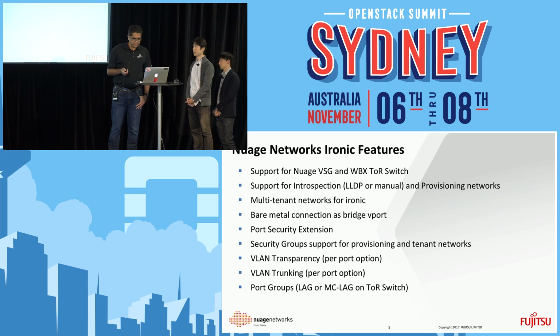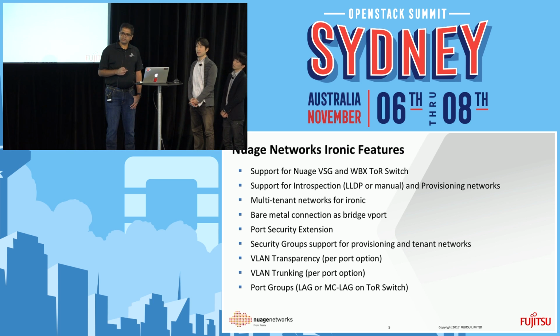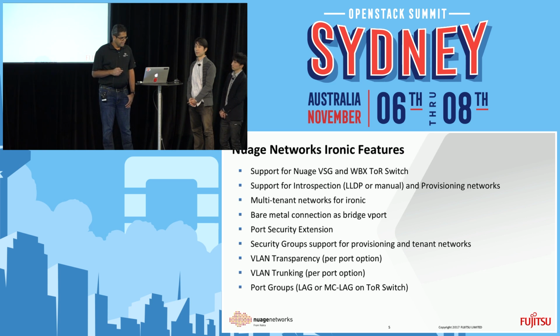We had two unique features. I'll get into the details of that. One is the VLAN Transparency, and another is VLAN Trunking. I think most of you may have seen these features working in a VM environment, but we have taken the same model and applied it to IRanked Baremetal, and then we seamlessly orchestrate the VLANs into the desired overlay networks through our VSD automation. And the last feature here is port groups. So we do support IRanked port groups as well.